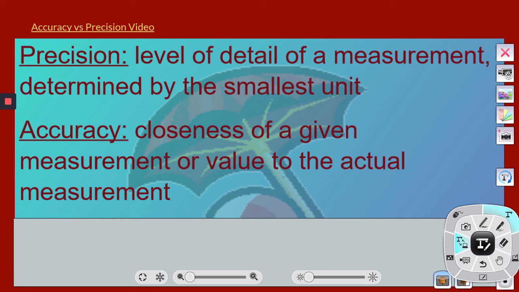First of all, precision is the level of detail a measurement determined, and it's determined by the smallest unit. So it's a level of detail of a measurement, and it's determined by the smallest unit. That's precision. In contrast to that, accuracy. Now, accuracy is the closeness of a given measurement or value to the actual measurement.